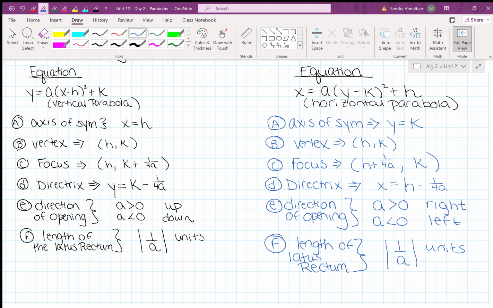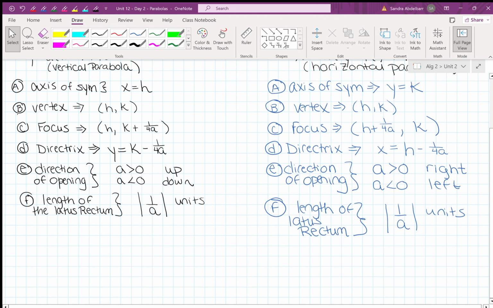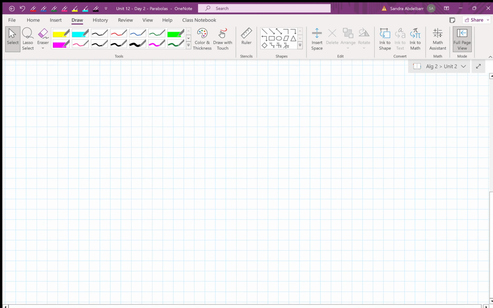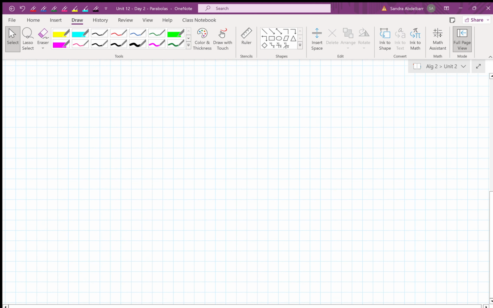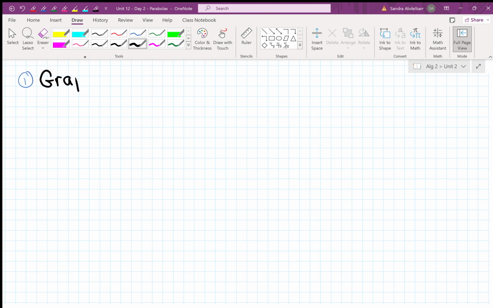Okay, so now we are going to sketch. Well, not actually sketch. We are finally accurately graphing, not just coming up with a rough estimate sketch. So I want us to graph y equals 1 over 8 times the quantity of x minus 1 squared plus 4.